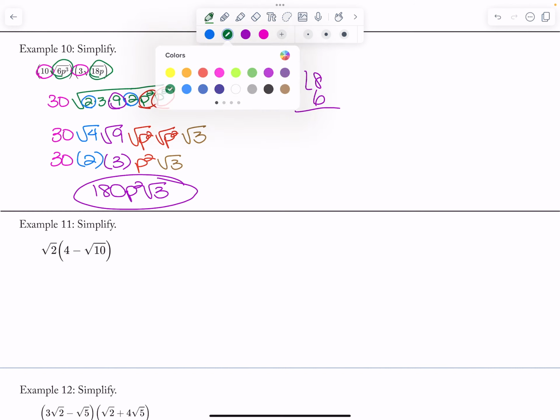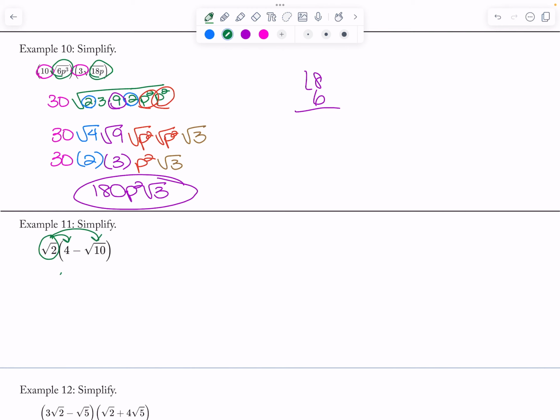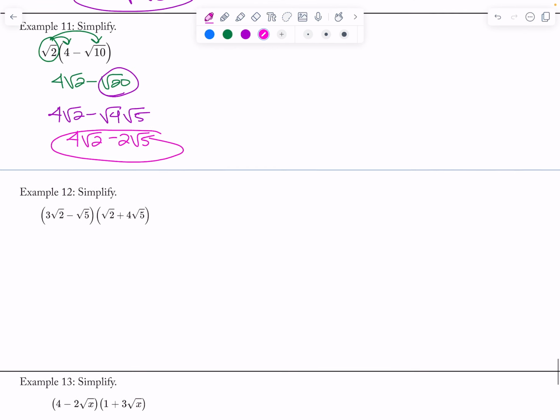Okay. All right, so now I'm going to go ahead and distribute my root to both things. I have 4 root 2 minus the square root of 20. And now I can simplify the square root of 20. So I have 4 root 2 minus a root 4 and a root 5. So I get 4 root 2 minus 2 root 5. I cannot combine these together because the roots are not the same, so that's just my answer.